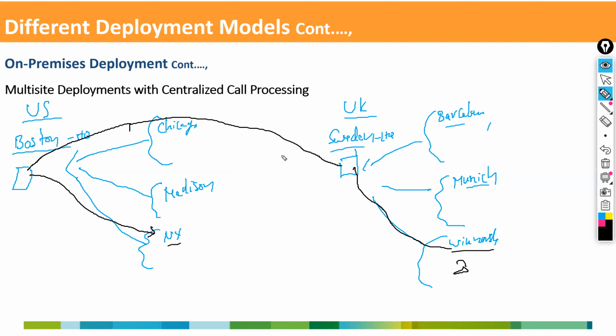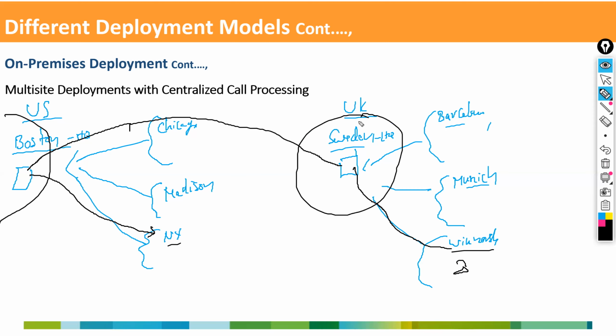Now, if you are communicating like this, then it's called multi-site with a distributed call processing. See, this is one separate call processing and this is separate call processing. Two different call processing clusters we have. For UK, we have one cluster, US one cluster we have. To communicate between UK to US, you can integrate that one. For this type of deployment, we call multi-site with a distributed, not centralized, distributed call processing.